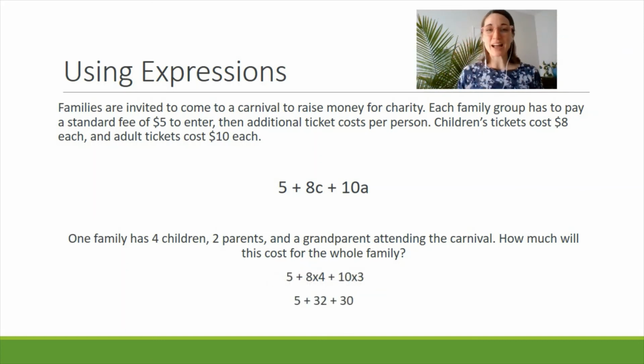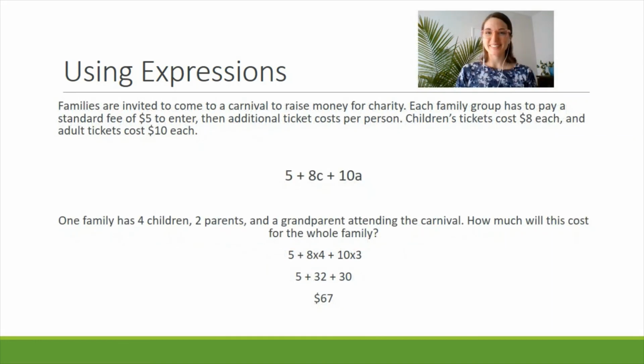Now remember back to order of operations. First, we have to do the multiplication. 8 times 4 is 32, and 10 times 3 is 30. I rewrite the problem below, keeping the 5, but replacing the multiplication problems with their answers. The last part of solving this will be to add together 5, 32, and 30 to get our final answer of 67. This means that the total cost for this family is $67 to go to the carnival.